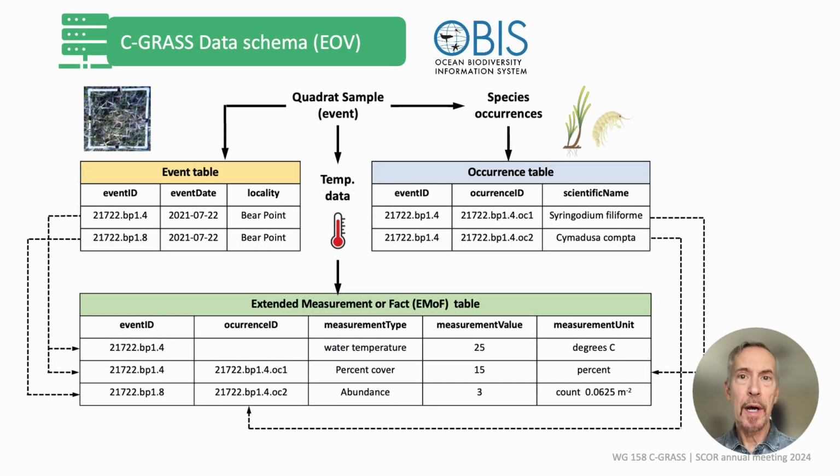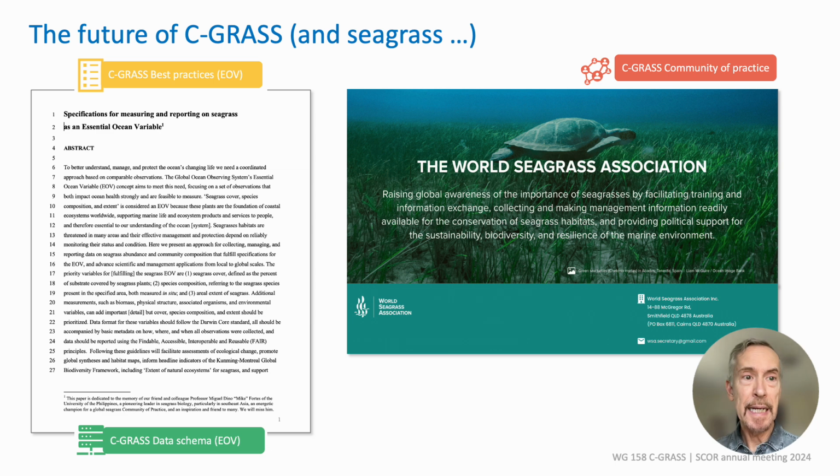Making the most of the observations that come from that framework requires synthesis, and that requires a common data format. So we are developing an EOV data schema for seagrass following Darwin Core format and with the close participation of our OBIS colleagues, which is organized into 3 tables for upload to OBIS. All of this will be presented in the manuscript that is in progress now.